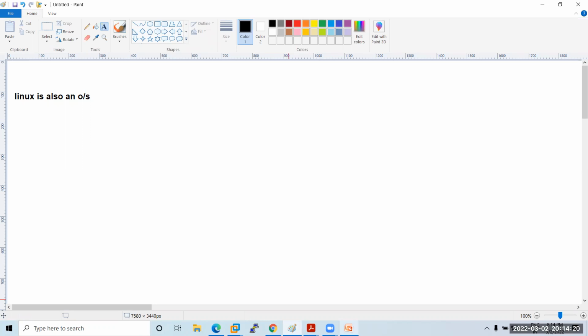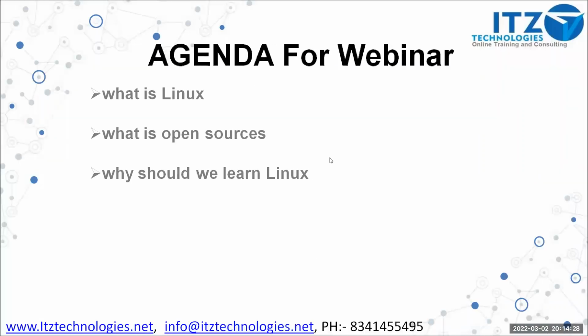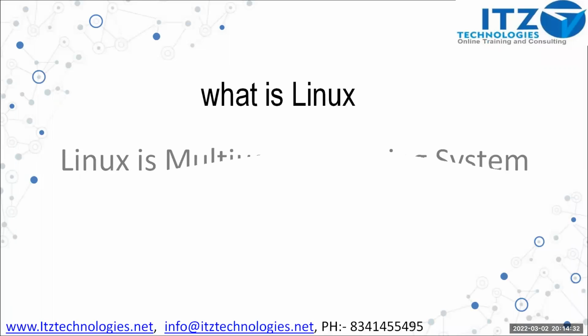So now let me take you into this PowerPoint presentation. The agenda we were discussing is what is Linux. Very simple: Linux is nothing but a multi-user operating system. When I say multi-user, take a small example. If I ask you whether your Windows 7, Windows 10, Windows 11 is multi-user, no, it is not multi-user. It is a single user operating system.